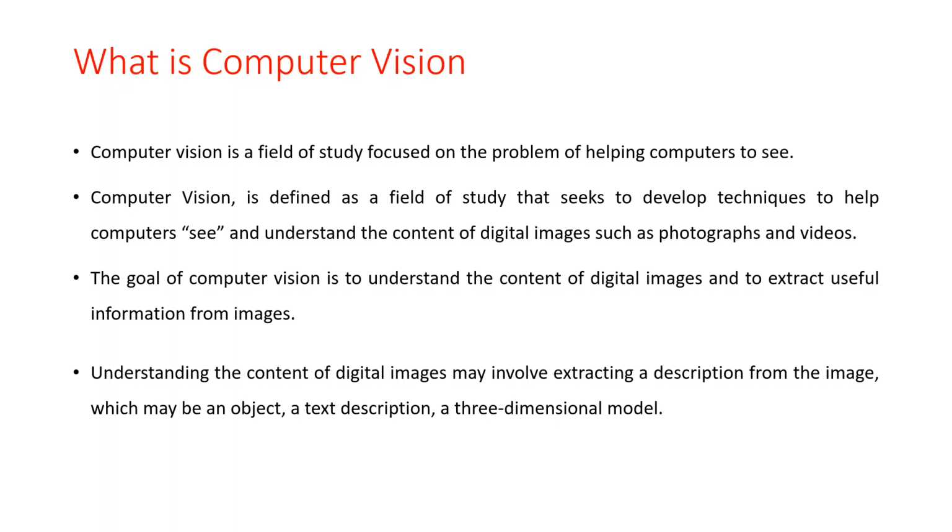The goal of computer vision is to understand the content of digital images and to extract useful information from images. Typically this involves developing methods that attempt to reproduce the capability of human vision. Understanding the content of digital images may involve extracting a description from the image, which may be an object, a text description, or a three-dimensional model.